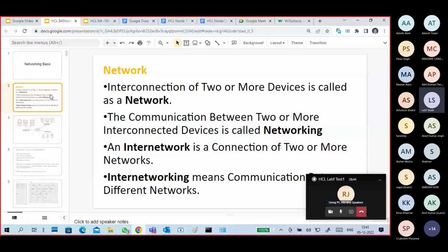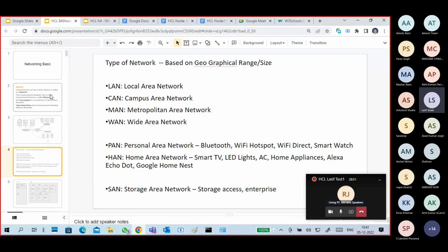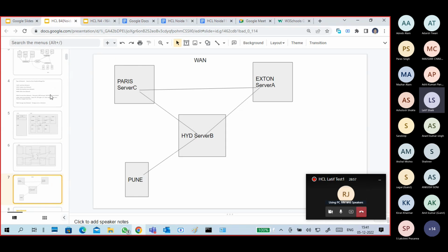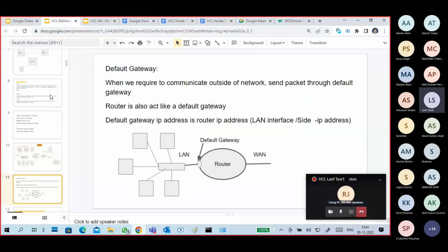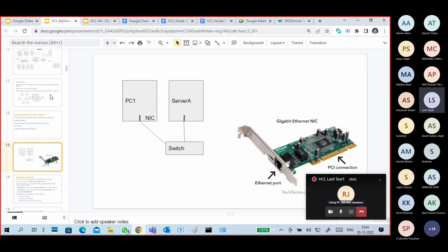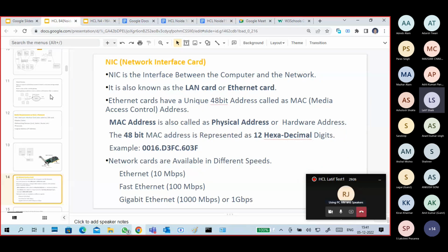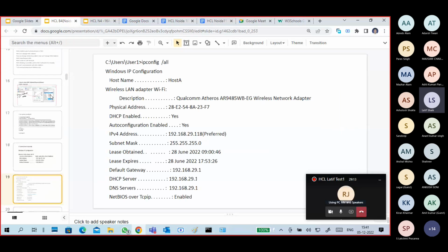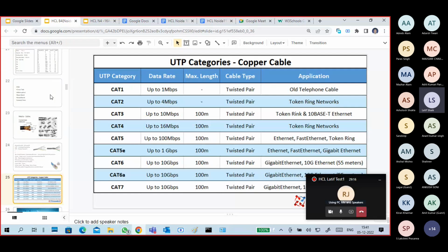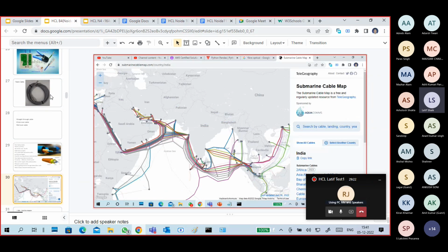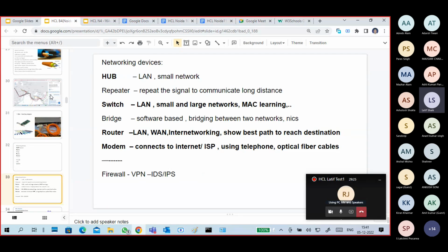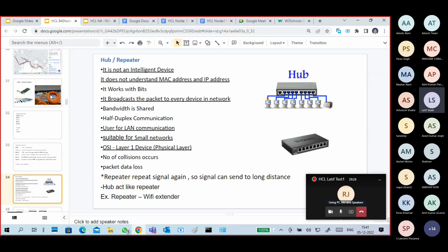Networking: we discussed what is a network, what is networking, what is an internetwork, what is internetworking, LAN, CAN, MAN, WAN, the different types of networks and related information, default gateways, NICs (network interface cards), and also MAC addresses, how to check MAC addresses, different types of cables (coaxial cable, twisted pair cables), and also fiber optical cables and different devices: hub, switches, routers, modems.